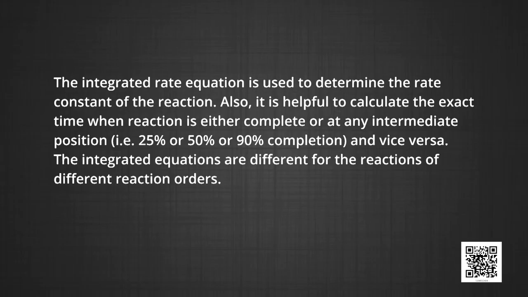In order to avoid this difficulty, we can integrate the differential rate equation to give a relation between directly measured experimental data and concentration at different times and rate constant. The integrated rate equation is used to determine the rate constant of the reaction. Also, it is helpful to calculate the exact time when the reaction is either complete or at any intermediate position, that is 25% or 50% or 90% completion, and vice versa. The integrated equations are different for the reactions of different orders. We shall determine these equations only for zero and first order chemical reactions.